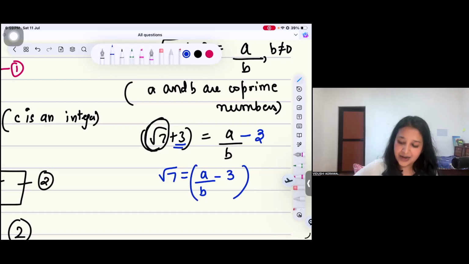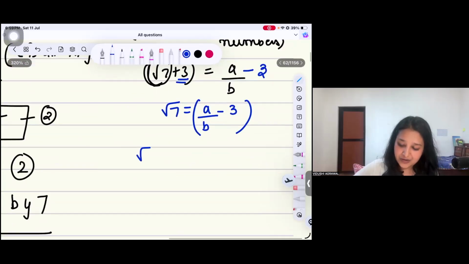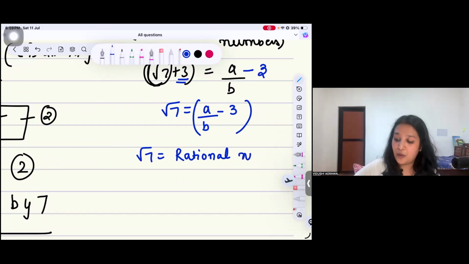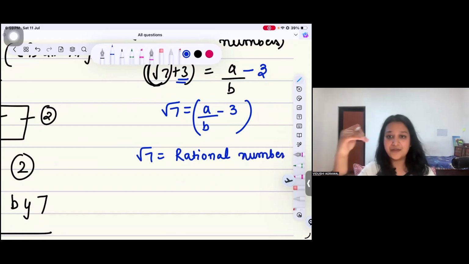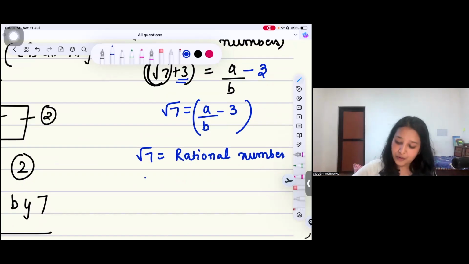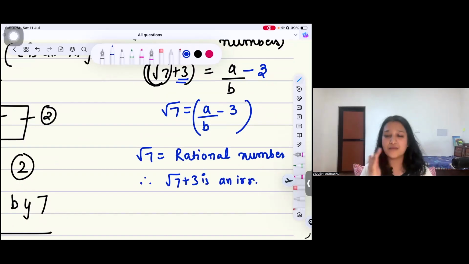That's it. And write in bracket: so root 7 is equal to a rational number. Why? Because it is in division, that manner. And we know that irrational numbers are not equal to rational numbers. Therefore, root 7 plus 3 is an irrational number. A line above that, therefore our assumption is incorrect. Root 7 plus 3 is an irrational number. That's it. These are all the questions from chapter number 1.